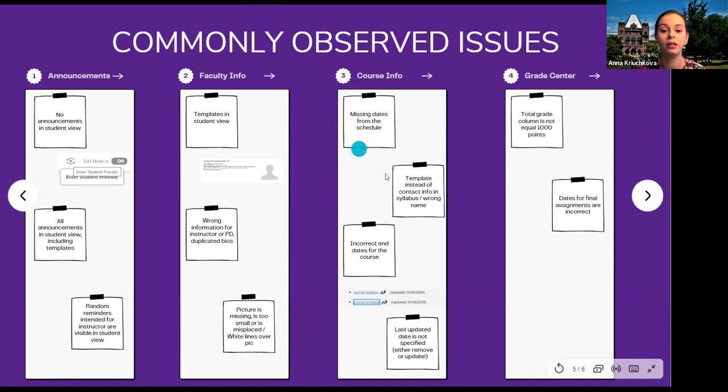For course information, there are missing dates from the schedule, a template instead of contact information and syllabus, or the wrong name or wrong contact information of the person. Incorrect end dates for the course are something that we try to eradicate before the start of the course, so the instructor doesn't need to accommodate midway.